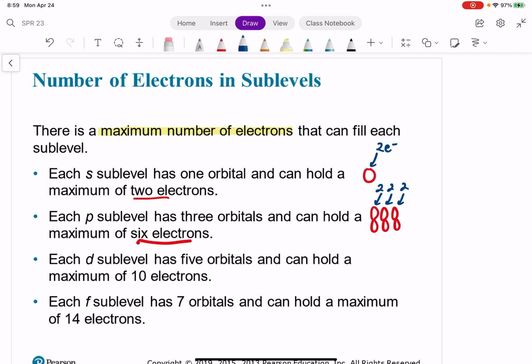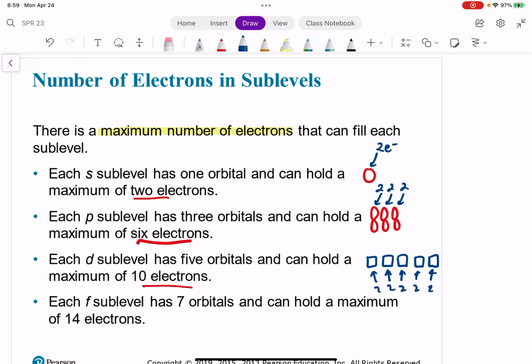And then for your D sublevel, we have 5 orbitals. I'm not going to draw them out. I'll just draw them as like little boxes. Little boxes. What's that from? Oh, that's from that show. Okay, so 1, 2, 3, 4, 5. 5 orbitals, right? And each of those orbitals can hold 2 electrons. So 2, 2, 2, 2, 2. And 2 times 5 is 10. So that's where we get this max 10.